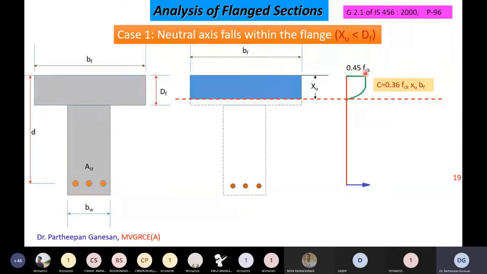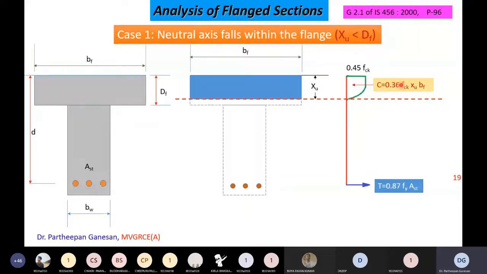Now this is 0.447 FCK, and this compressive force here is 0.36 FCK XU. Instead of B as in a rectangular beam, here instead of B, you will have BF, because this is the compression zone. This is your compression zone, where the width of the compression zone is BF. So that is the only change. BF it will become. And the tensile force is 0.87 FY into AST, where AST is the amount of reinforcement provided here. So this is T, this is C.